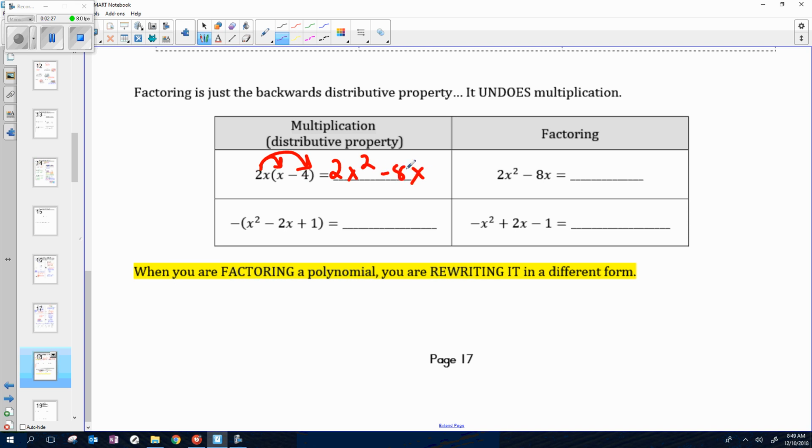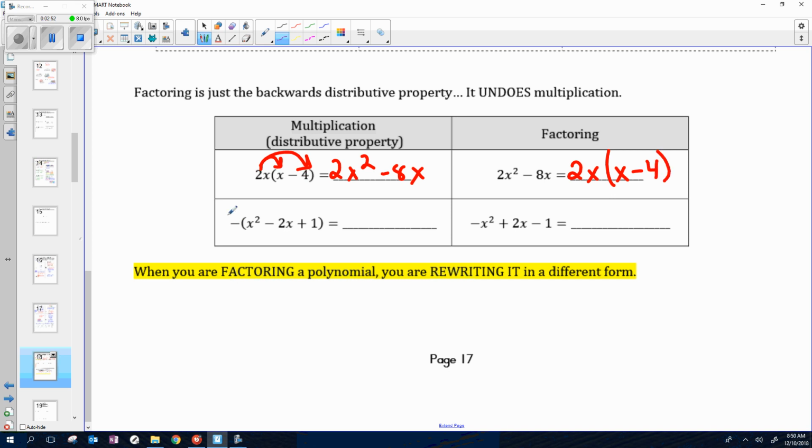Here for factoring, I'm going to be taking out my greatest common factor. So 2 and 8 both have a 2 in common. X squared and x both have at least one x in common. So if I take that out, I'm doing 2x squared divided by a 2x. That leaves me with just an x. And when I do 8x divided by 2x, I'm just left with a minus 4.